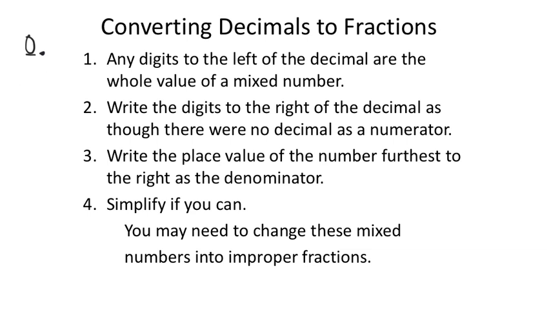So if you see numbers to the left of the decimal, those are the whole value part of the mixed number. Then anything to the right of the decimal, we write as part of the fraction, but that's a numerator, pretty much ignoring any of the place values, okay? Then you look to the number that's furthest to the right in the decimal. Its place value is the denominator. Not the number, its place value is the denominator, okay?